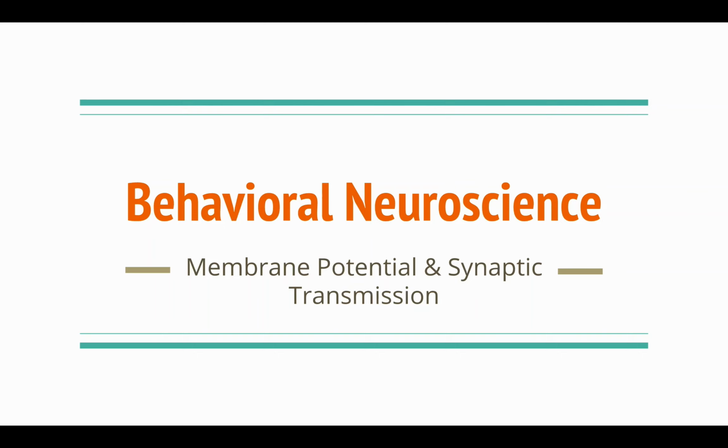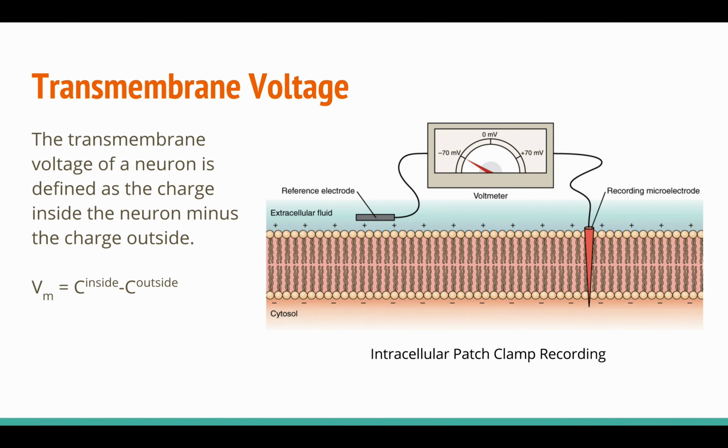This video will cover topics related to neuronal membrane potential and a brief introduction to the synaptic transmission of neurons. To begin, let's go over membrane voltage. Voltage is defined as the difference in electrical charge between two locations, usually measured with a voltage meter containing both a positive and a negative probe wire.